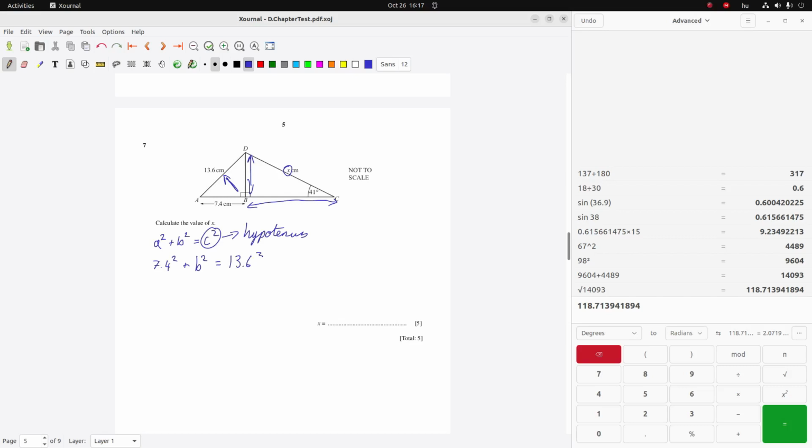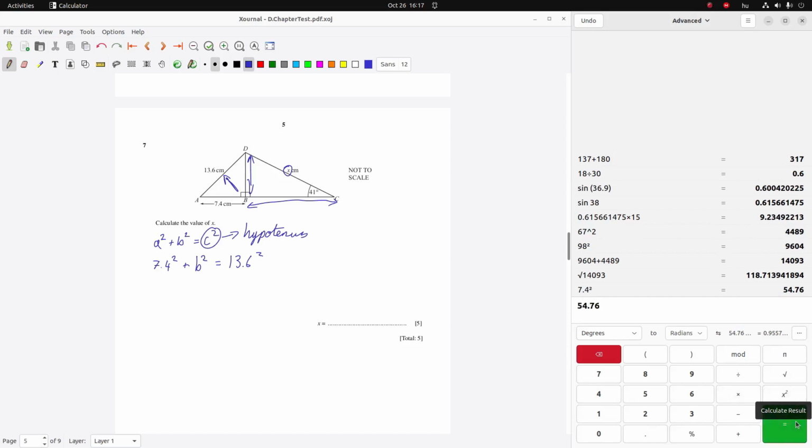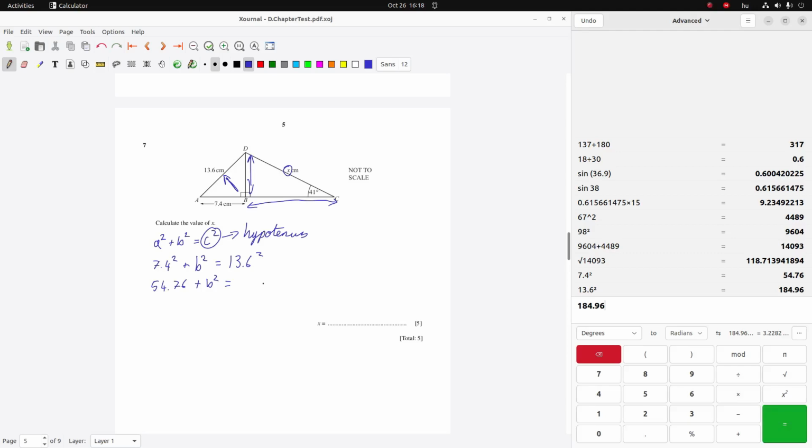Now we've got some algebra again. Instead of doing algebra, let's work out these squared values first. We're going to start with 7.4 squared, 54.76, plus b squared equals 13.6 squared, which is 184.96. So now we're back at algebra. Algebra is very important. We want b by itself. As a first step, we want to put b by itself. We'll worry about the squared later.